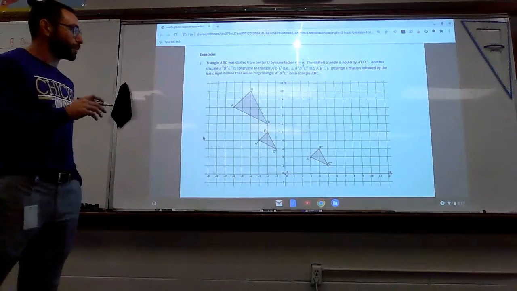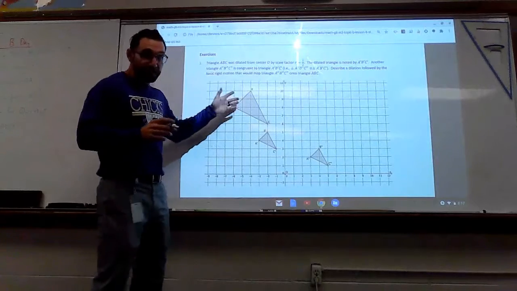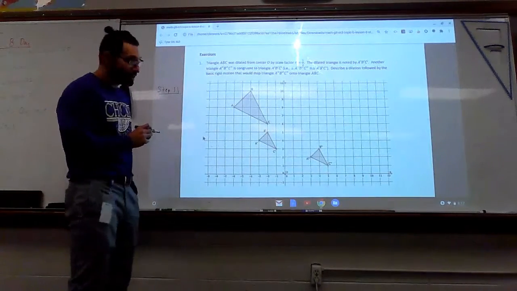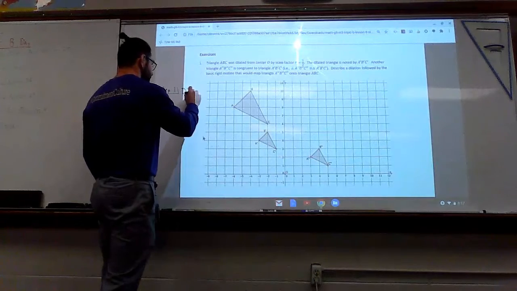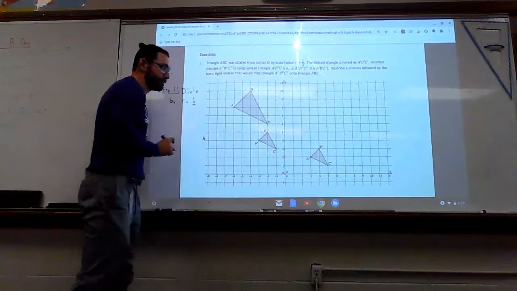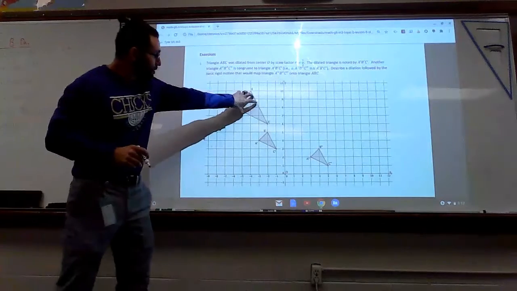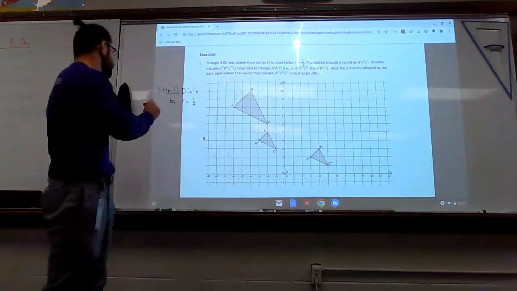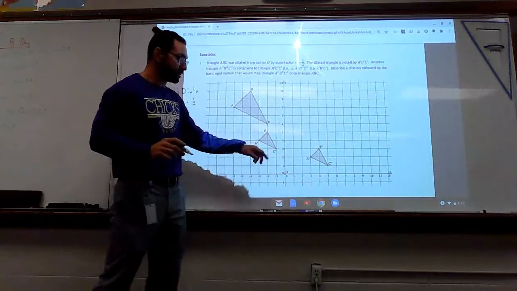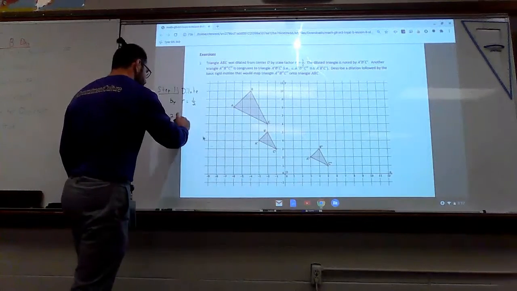Describe the translation. Okay, so we first have to say step 1. We're describing the sequence. This should be the easy part. Dilate by R equals 1/2. Plain and simple. It shrunk down, it comes to here. That's the easy part. Step 2, well, did it rotate? No, B's still at the top, A's still here. So how do we move this? We translate.